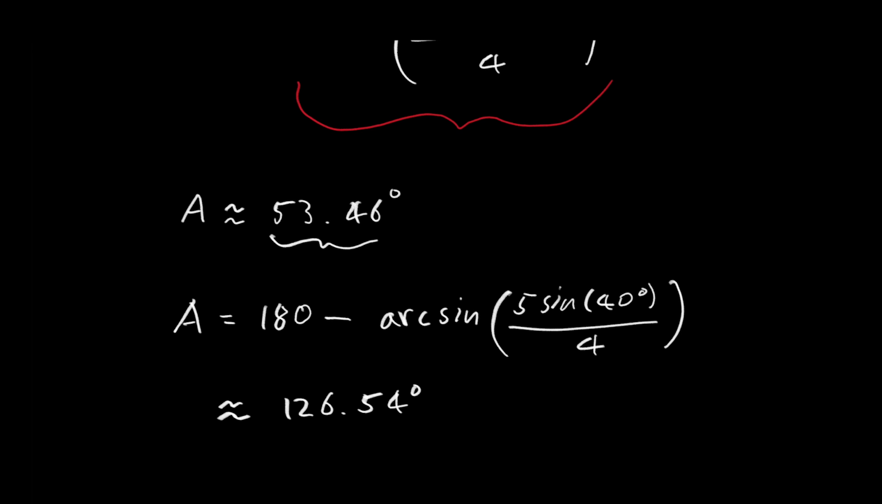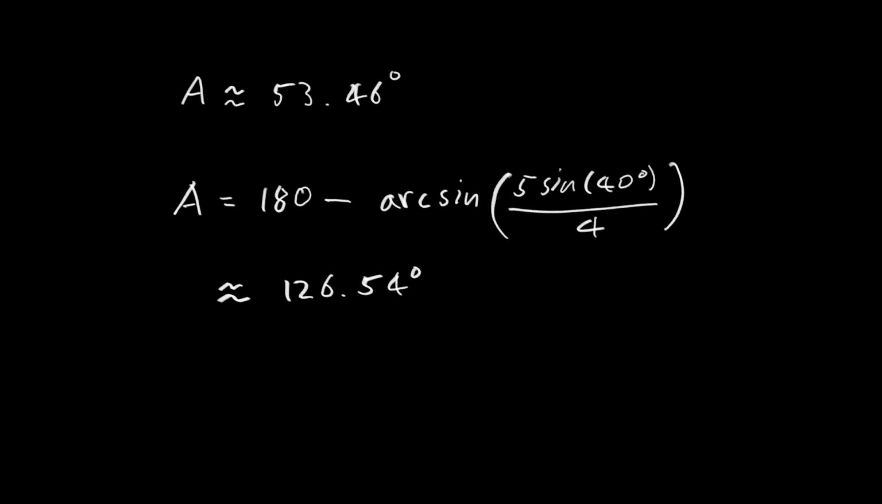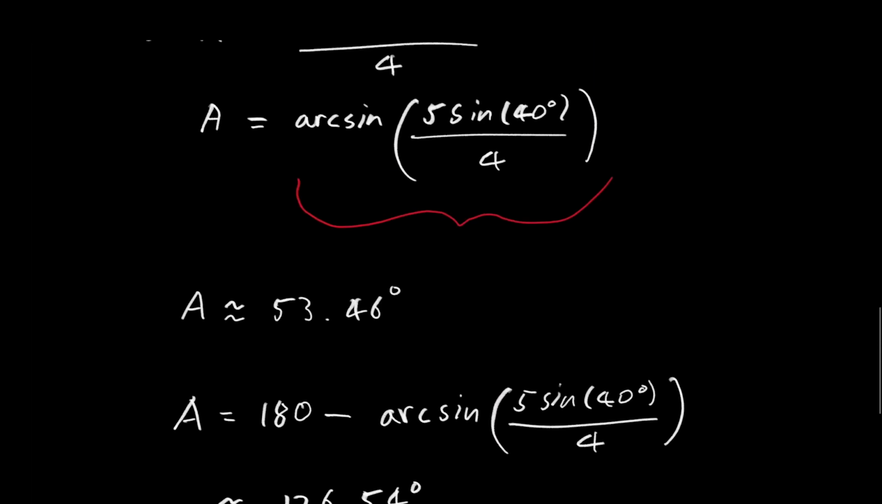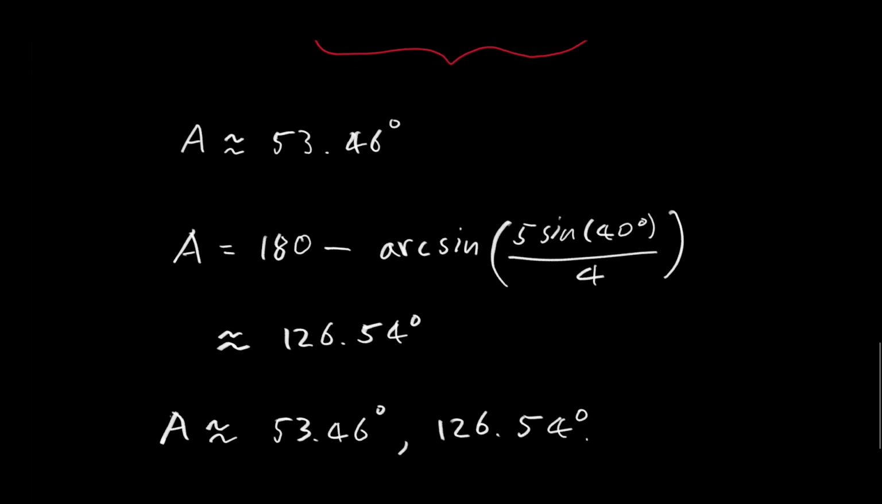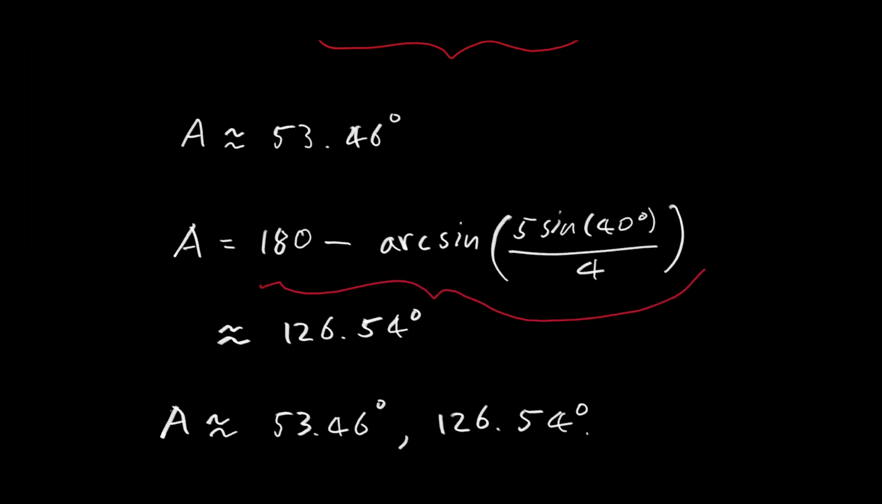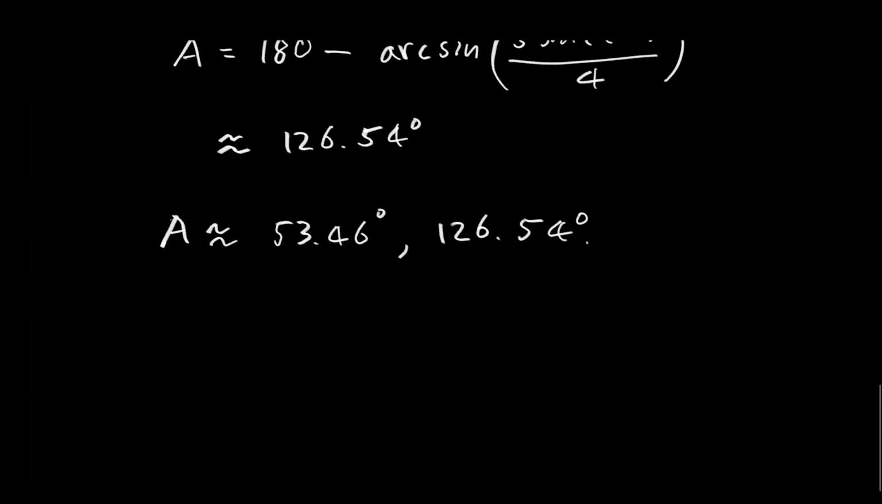So both of these solutions, you would have to write something like this. A is approximately equal to 53.46 degrees, comma, 126.54 degrees. And if you wanted to leave your answers in exact form, you would write that, comma, that. So this is an example of the ambiguous case, and what is the ambiguous case precisely? It's when you are given two side lengths and an angle. So I'll write this down for you. Ambiguous case of the sine rule.